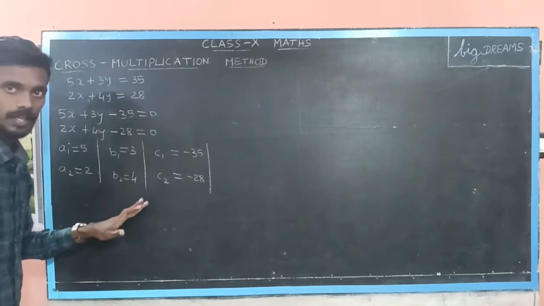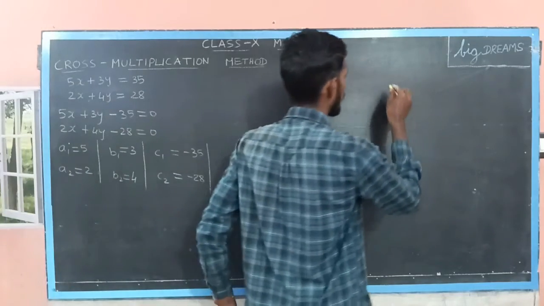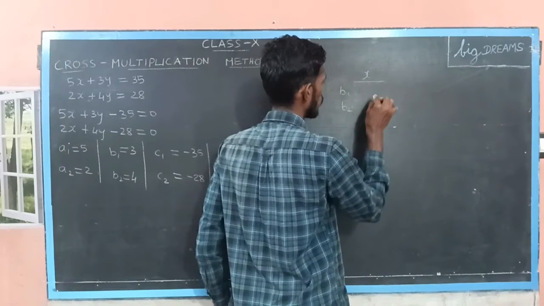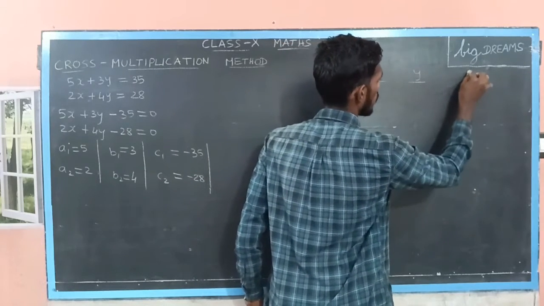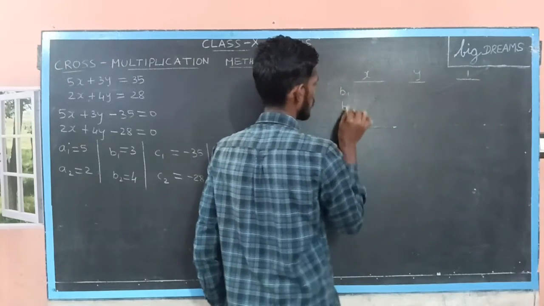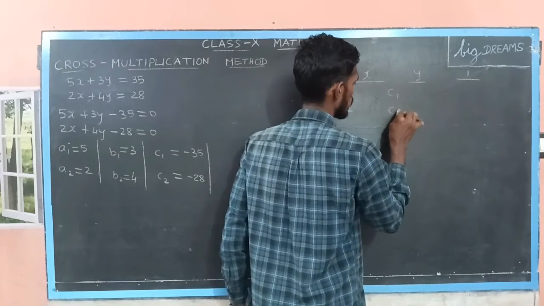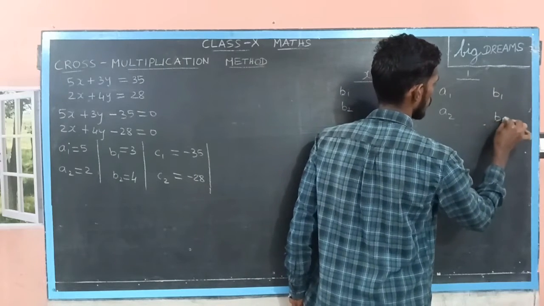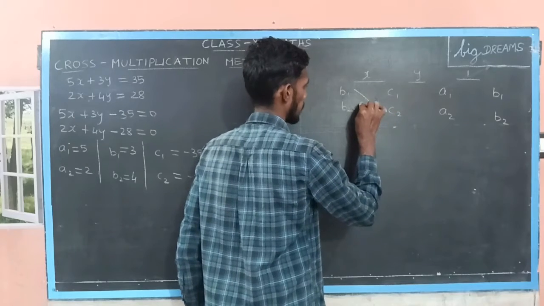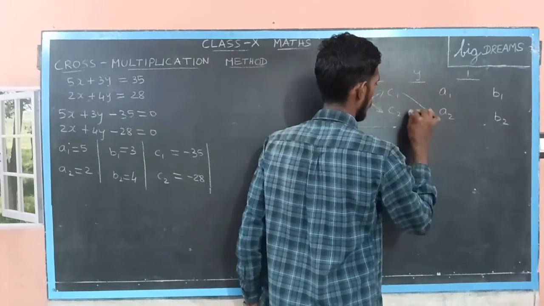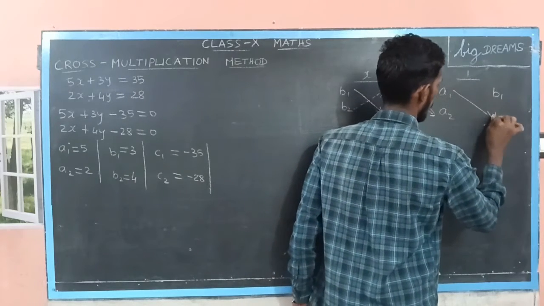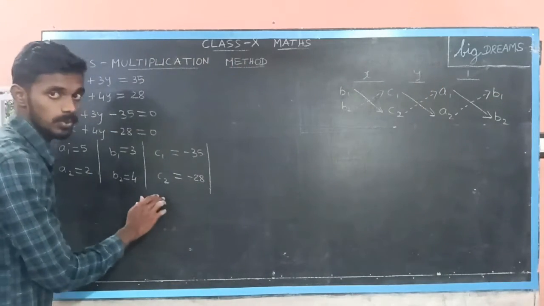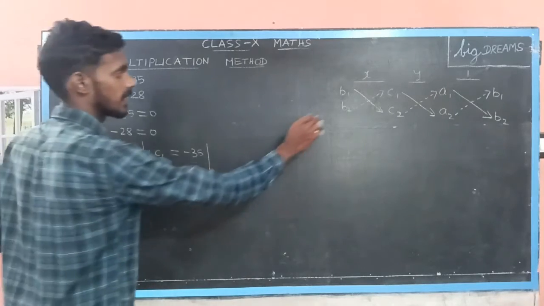Okay. Thus we have found the values of a1, a2, b1, b2 and c1, c2. Now we are going to substitute in the condition. The condition can be easily written when I draw a diagram: x divided by b1, b2, y divided by c1, c2, 1 divided by a1, a2, then ending with the y coefficients b1, b2. Now we have to substitute these values in the condition.